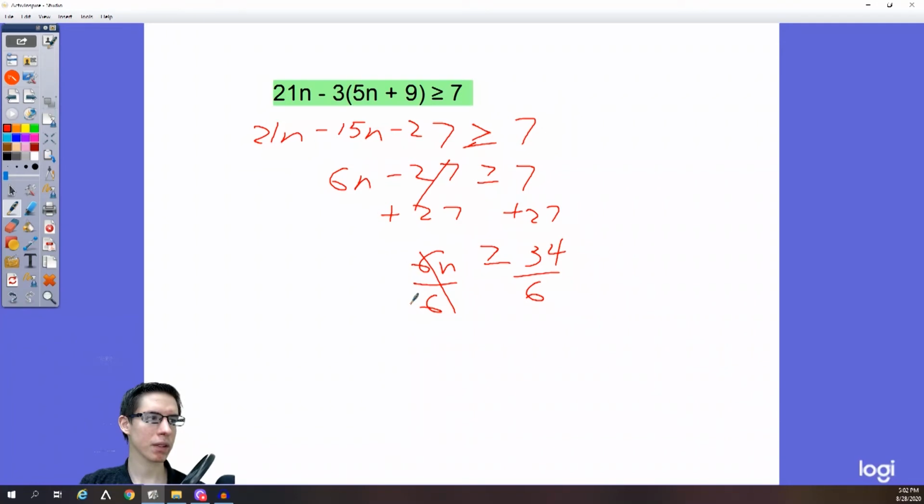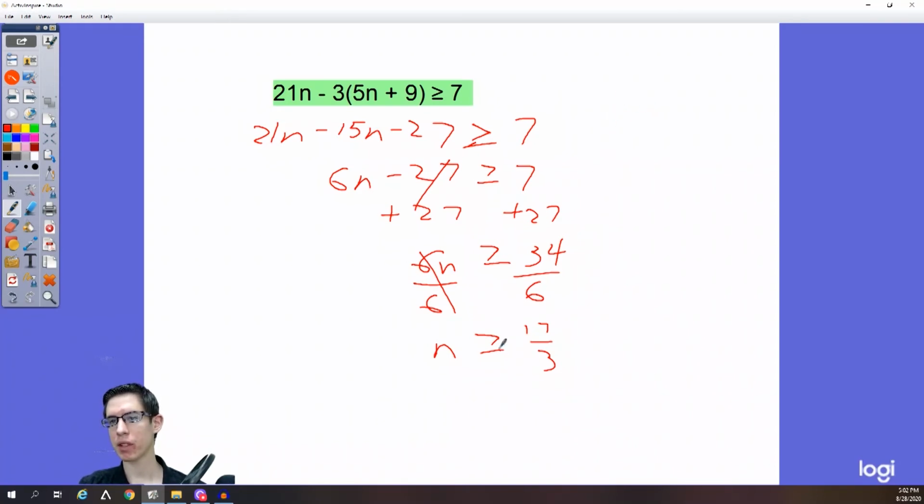Did I do something wrong? I got to check and make sure. Don't think I did. Okay. So n is going to be greater than or equal to 34 over 6 or 17 over 3. And that reduces. Okay. So, ways we can set this up.